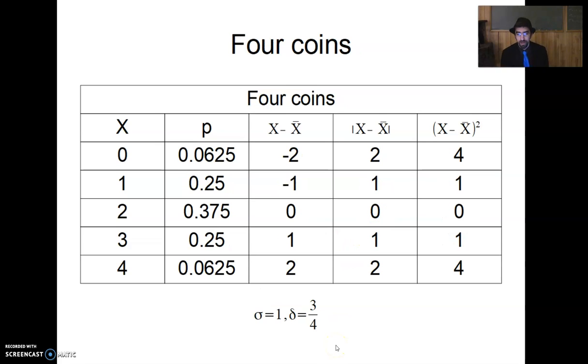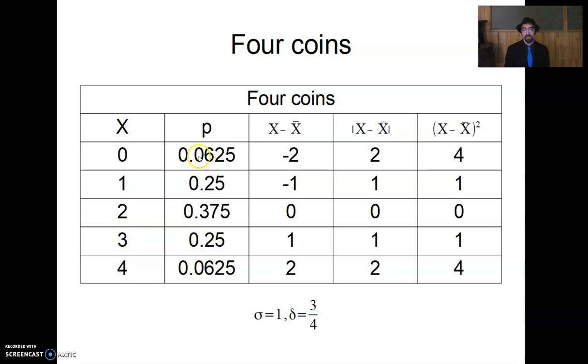And what about 4 coins? And trust me, this is as far as I'm going to go with this. 4 coins is the most complicated case I'm going to do here. Don't worry. This is the last of these tables you'll have to stare at. So we can get either 0, 1, 2, 3, or 4 heads.